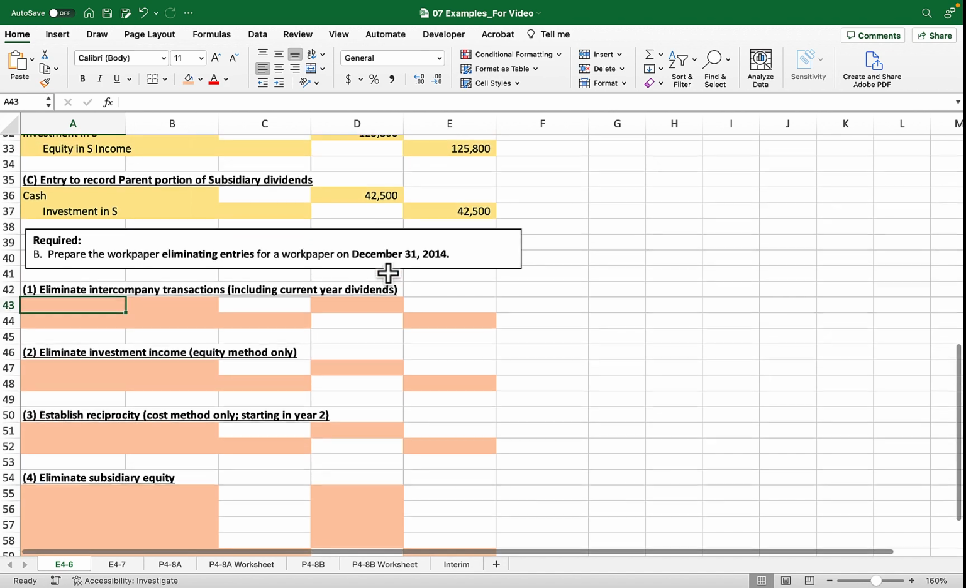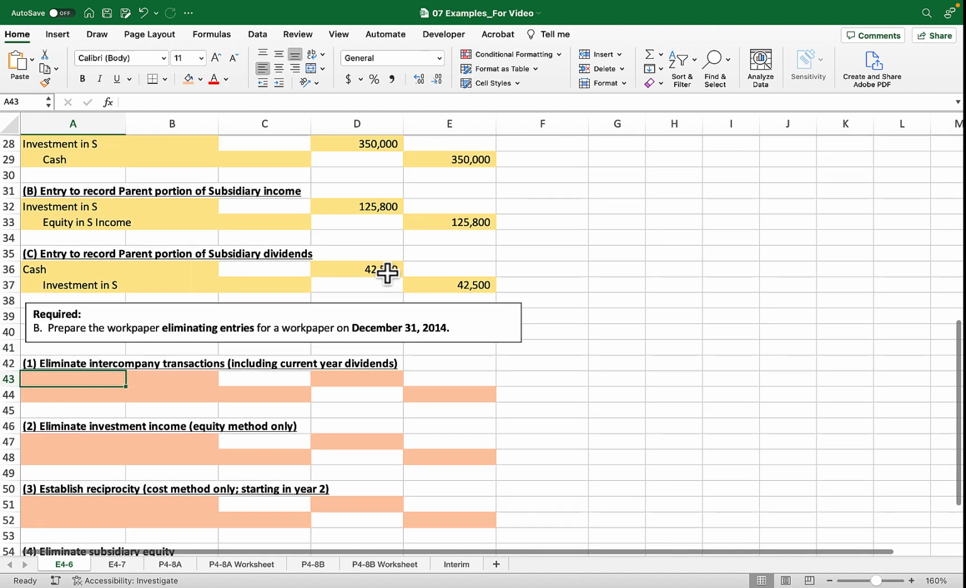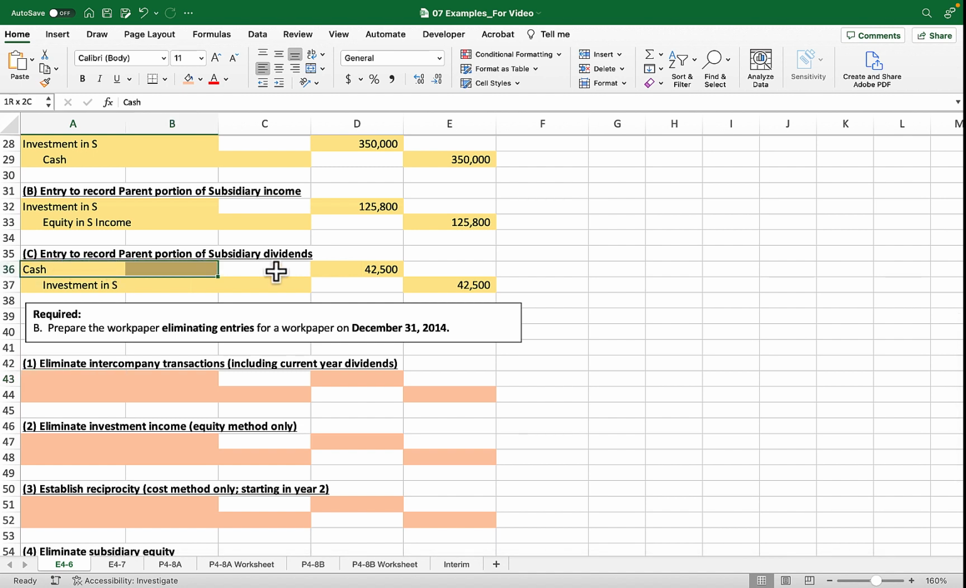So if you think about our dividends, when we recorded them up here, we debited cash and credited investment in S. Now the problem is that you can't pay dividends to yourself. But when we add up the cash, it should be part of the consolidated entity. So it doesn't matter if we're adding it up from the parent's general ledger or from the subsidiary's general ledger. So let's take a minute to think about what the subsidiary would have done.